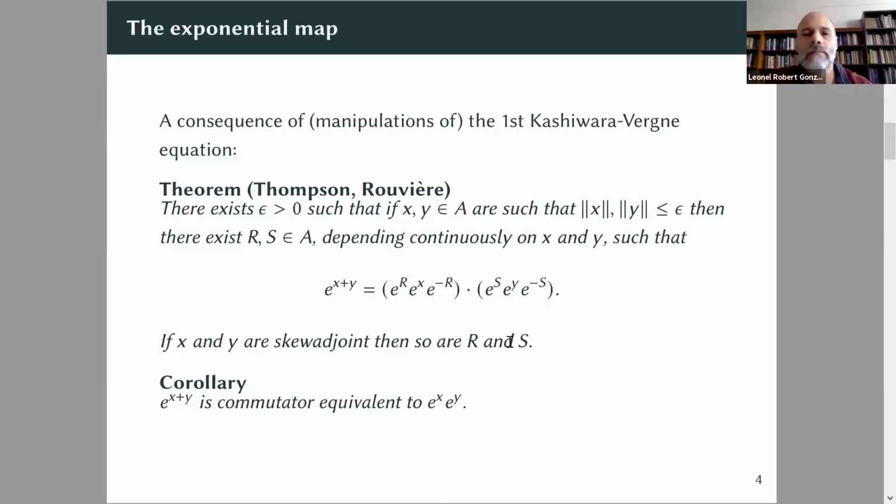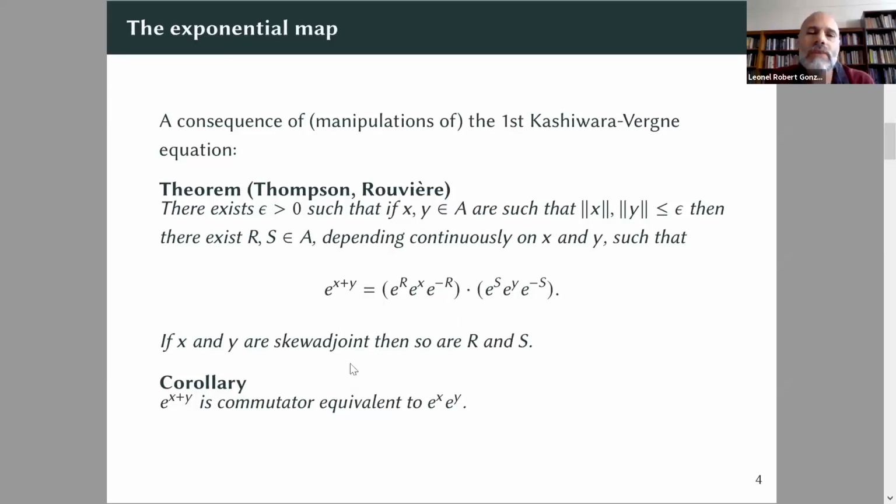So this theorem was conjectured by Thomson in the 80s, and then Rouvière, at a conference where he presented the conjecture, pointed out that using some fancy manipulations of the Campbell-Baker-Hausdorff formula that go by the name of Kashiwara-Vergne equations, one could prove it. Eventually Rouvière published this like 20 years later, and it's possible to adapt it to Banach algebras. So this is a theorem for Banach algebras.